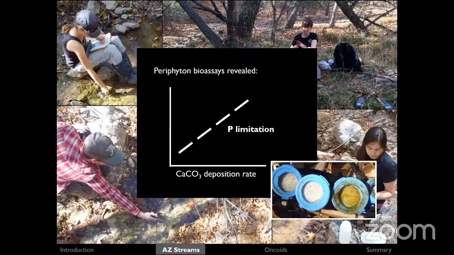In these streams, calcium carbonate deposition is limiting phosphorus availability. However, the problem with this experiment is that we're not actually looking at what's growing on the substrate. We're just looking at things in the environment. So we've got to do more work.